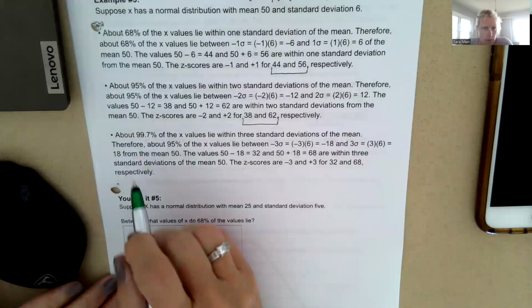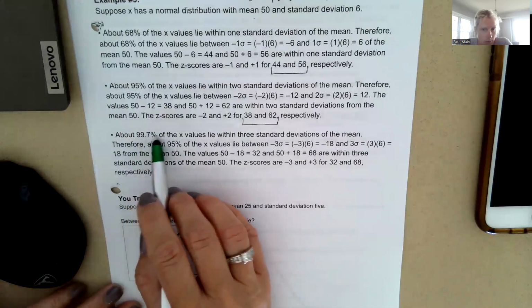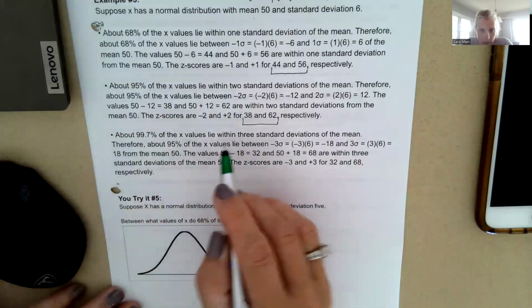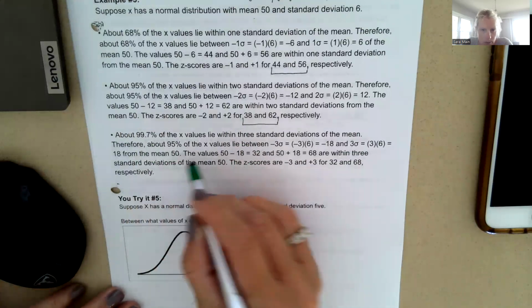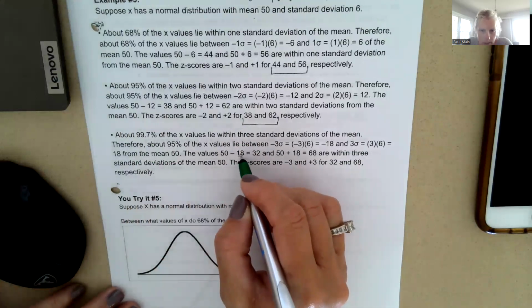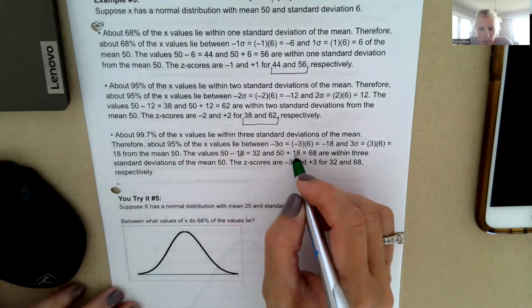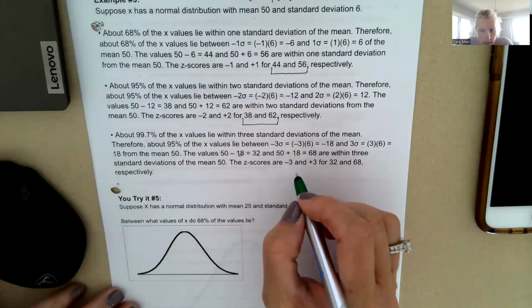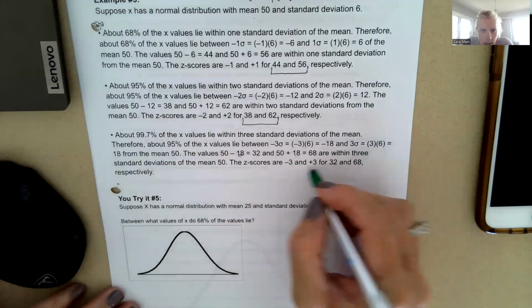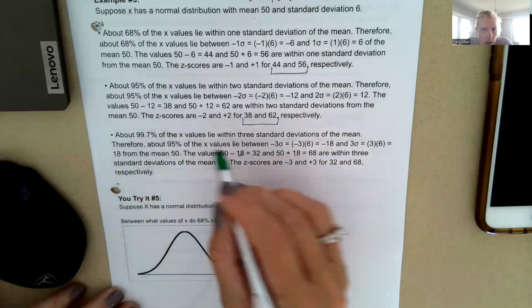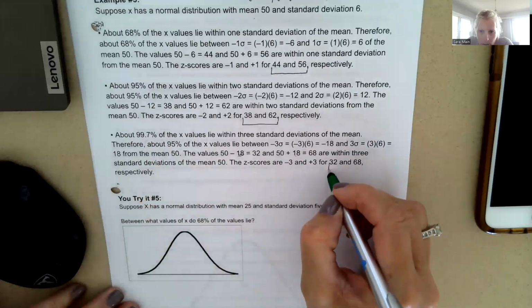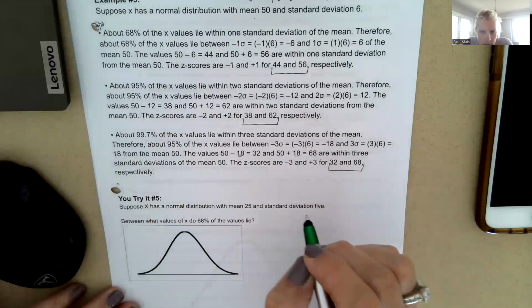And if we do the same thing for 99.7% of the data, which fall within 3 standard deviations, we're going to subtract 3 standard deviations, which would be subtracting 18, and add 3 standard deviations, which would be 18. So 99.7% of our data values should be between 32 and 68.